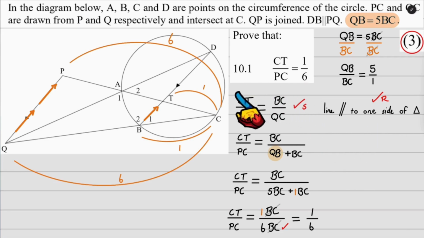Your first mark comes from the correct statement. The second mark comes from the correct reason of line parallel to one side of triangle. And the third mark comes from the correct expression for QC, so changing QC to 6BC. It's quite easy to do these visually, but you've got to get used to how to write up this whole story. And that wraps up the first question in question 10.